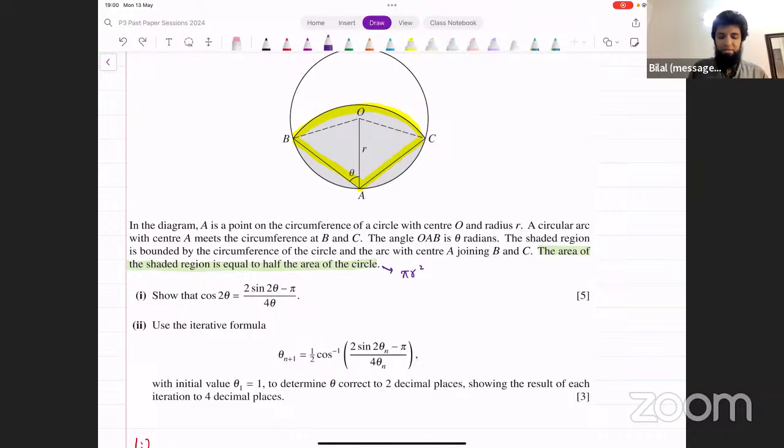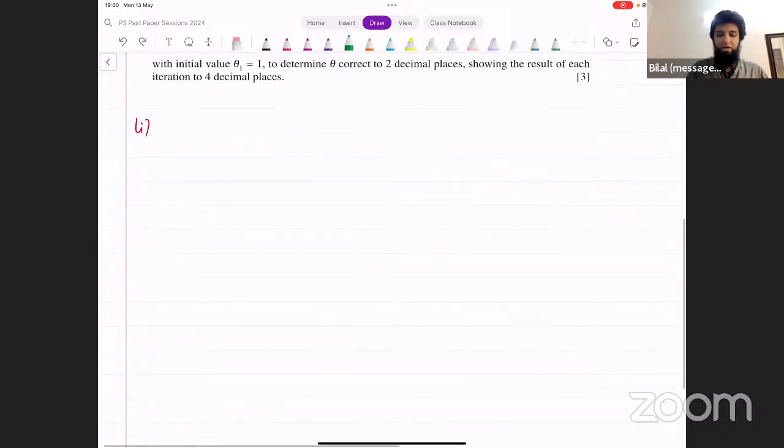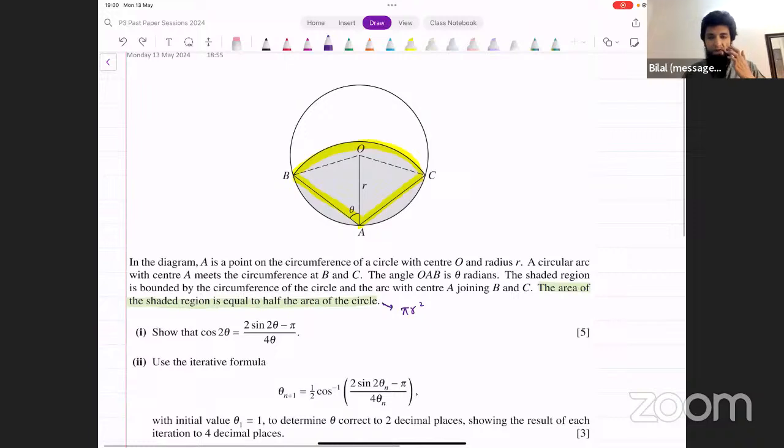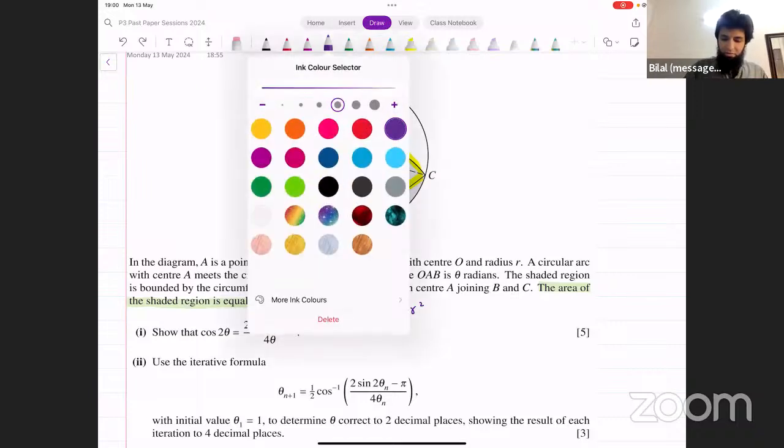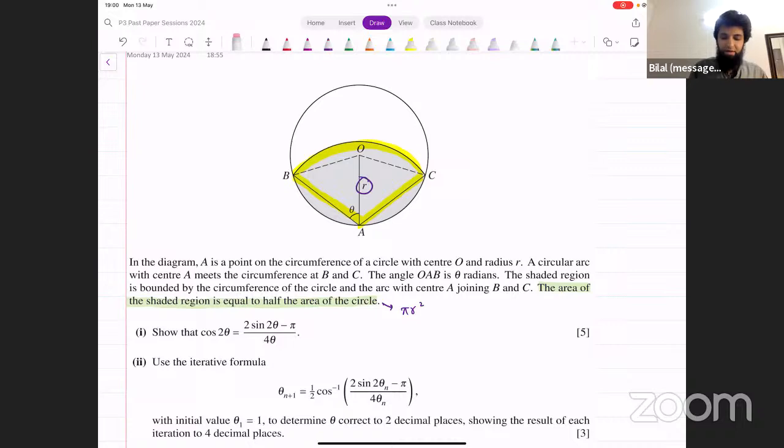How do you find the area of the sector, first of all? What information do we have? Area of sector is given by half R square theta. So we need two things. We need the radius, and we need the angle. Now, if this is R, that's the radius of the circle, that means this is also R, right? And this is also R. So these are isosceles triangles. This triangle is an isosceles triangle.